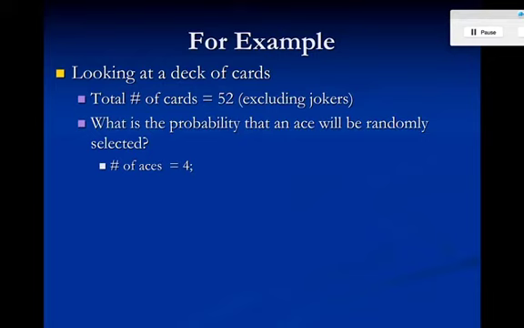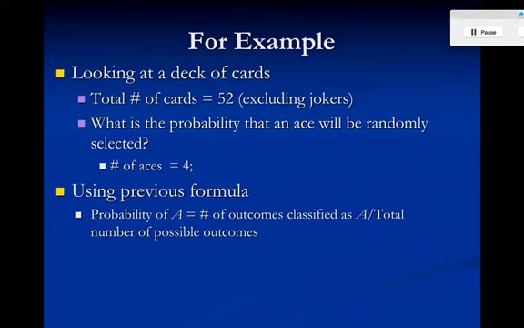But if we have our 4 aces in our deck of cards, if we use our previous formula for the probability of an event, in our particular case, the probability of us selecting an ace from our deck of cards, we're going to know the number of outcomes classified as our ace. In our particular case, it's going to be 4, divided by the total number of possible outcomes. Our total number of possible outcomes is going to be 52 because those are the number of cards that we have in our deck.